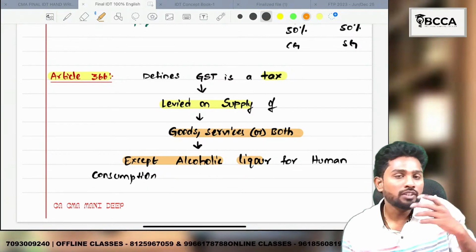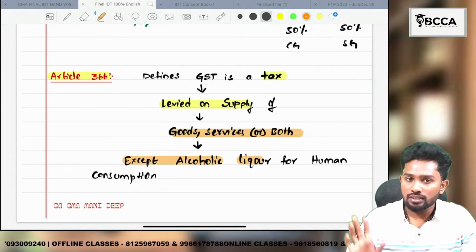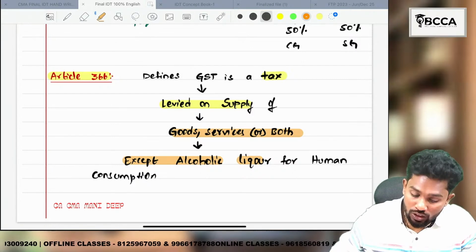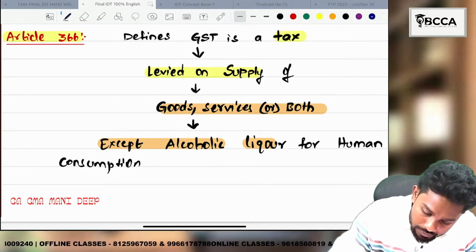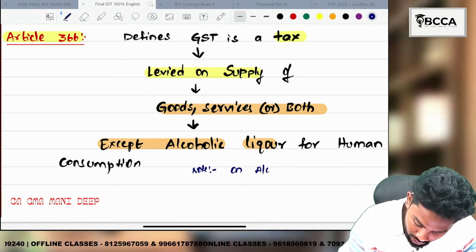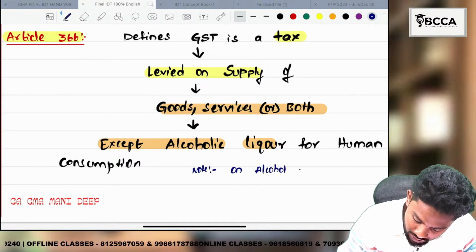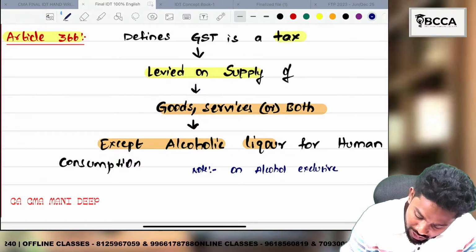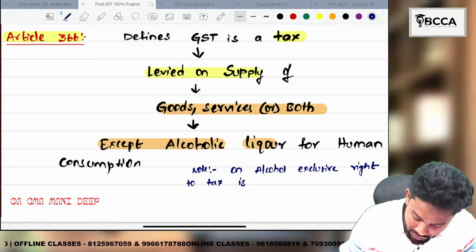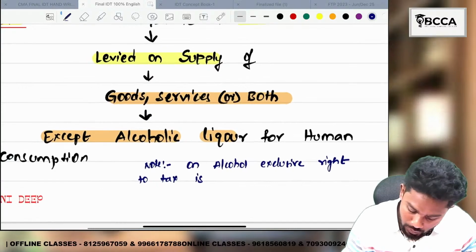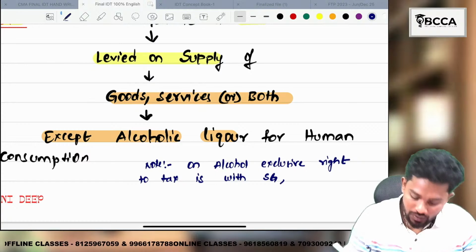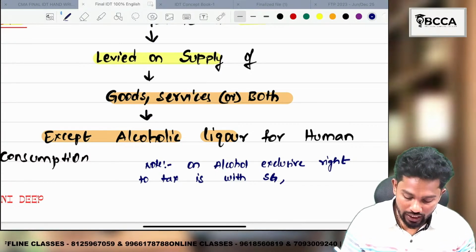Now someone will raise a question: so on alcohol there is no tax? No, it's not like that. On alcohol there is tax. The tax is levied exclusively by state governments only. So I am writing here, note: on alcohol, the exclusive right to levy tax is with the state government.